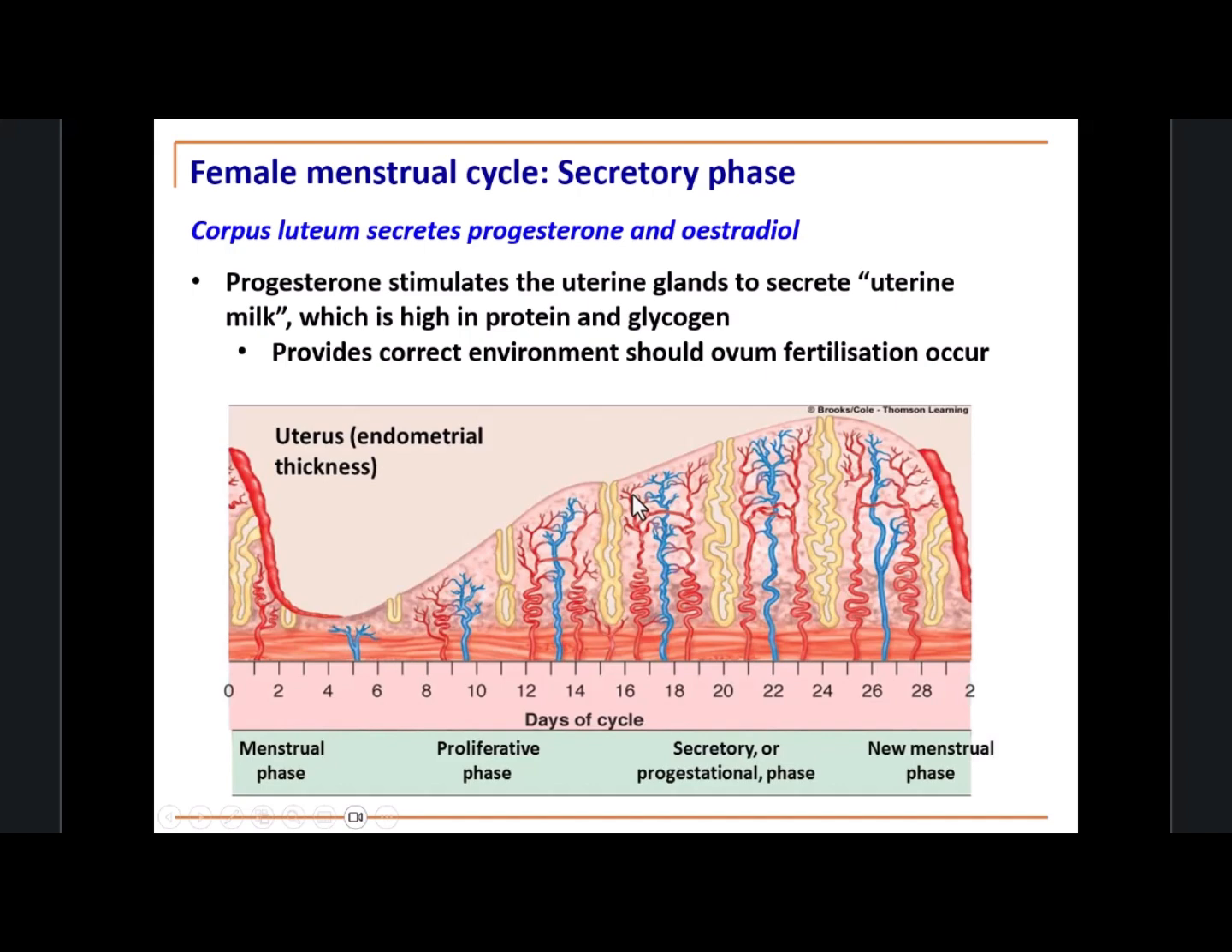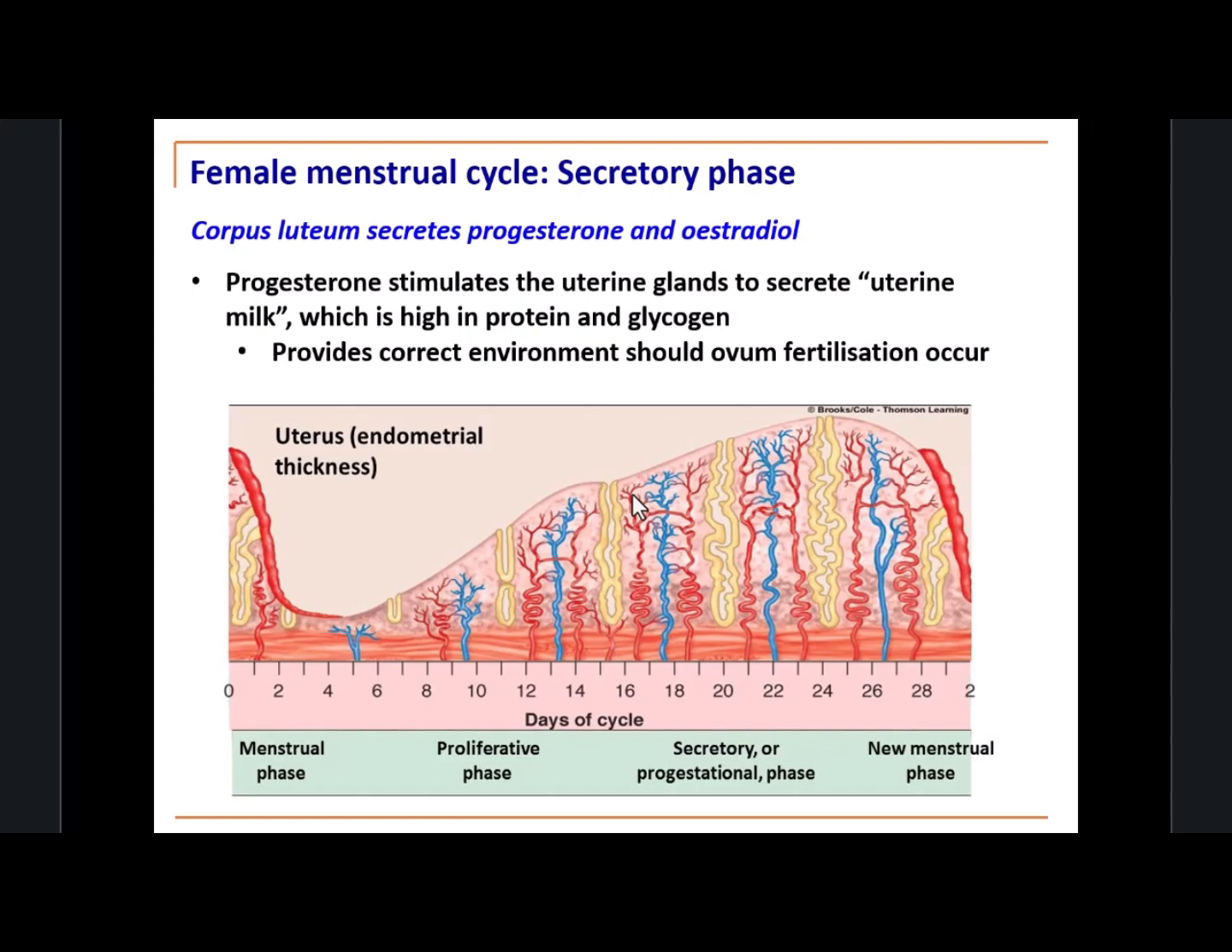So with this, the progesterone does lots of things, one of which is to stimulate the uterine glands that formed in the follicular phase to secrete uterine milk. And that milk is high in protein, high in glycogen. And that provides the nutrients should the egg become fertilized. So it's providing lots of nutrients there ready for egg development.